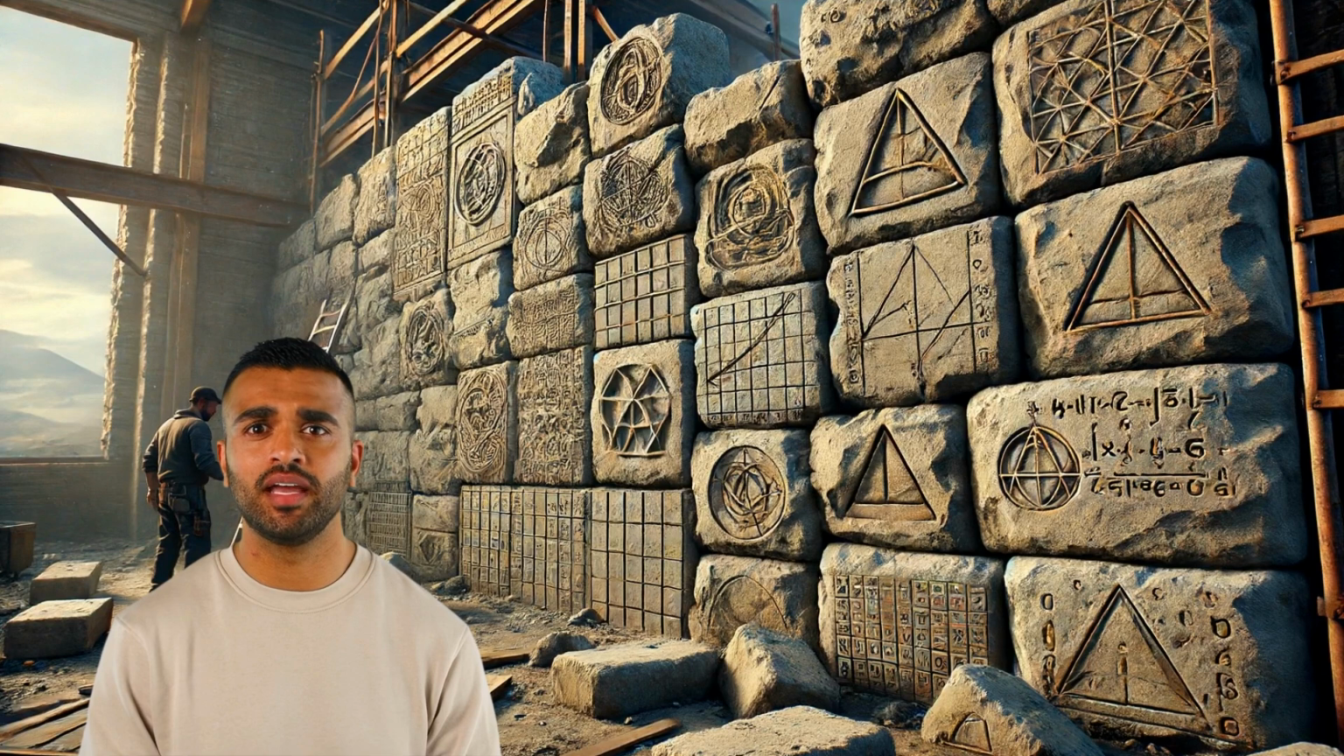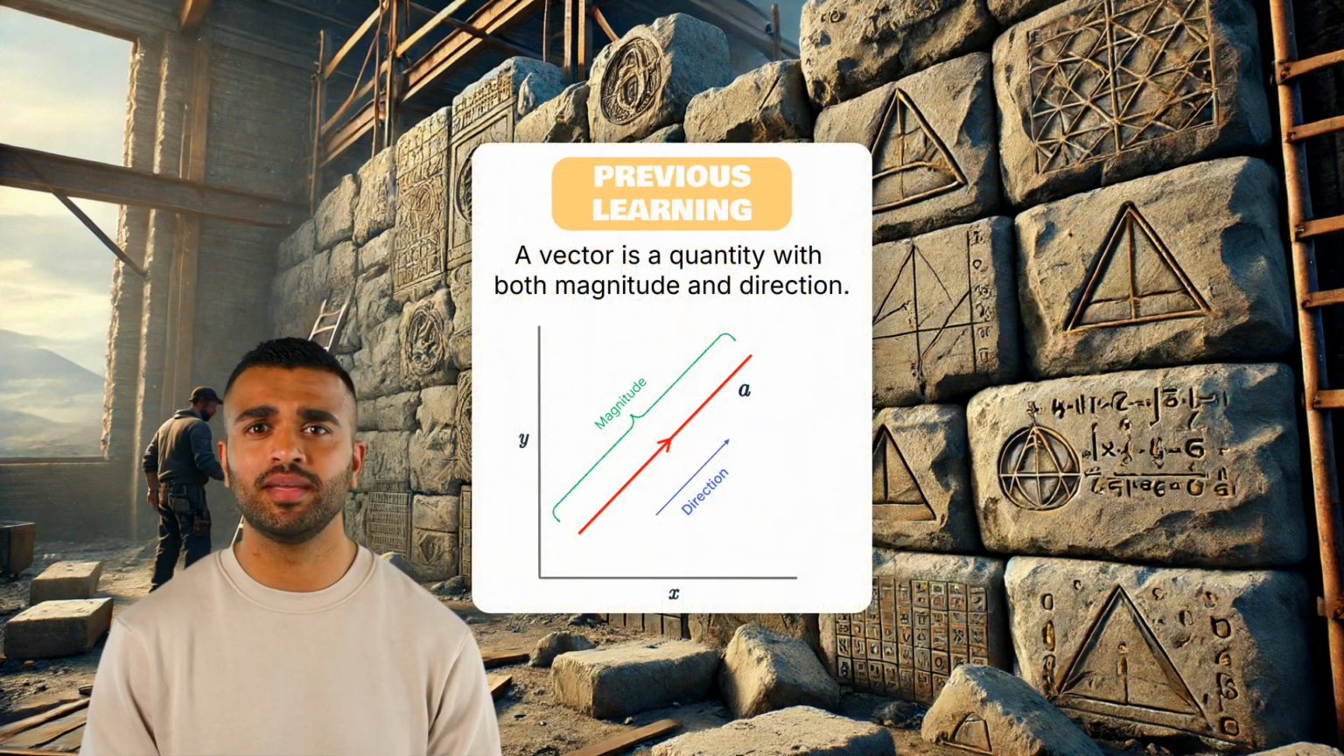Before diving into compound vectors, let's briefly review what a vector is. A vector is a quantity that has both magnitude or length and direction. Vectors are often represented graphically by arrows, where the length of the arrow represents the vector's magnitude, and the arrow's direction indicates the vector's direction.